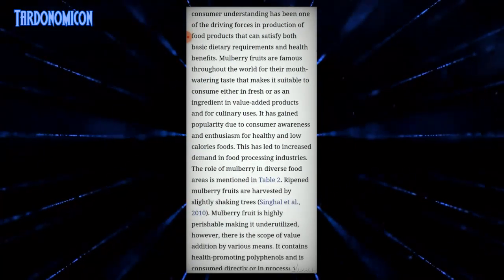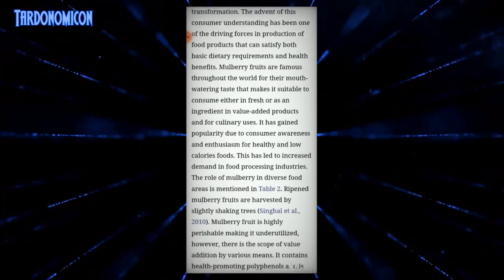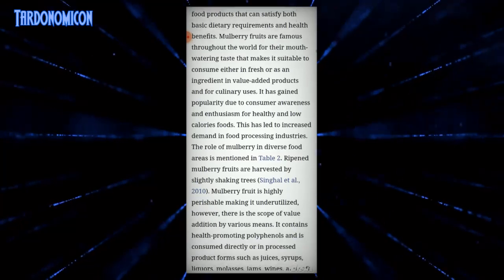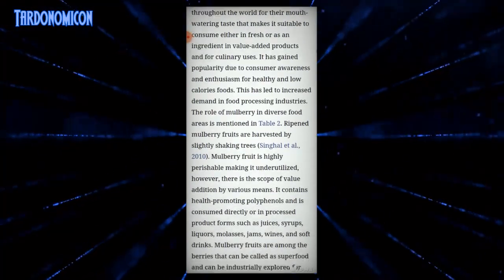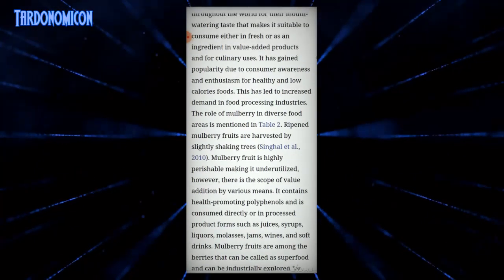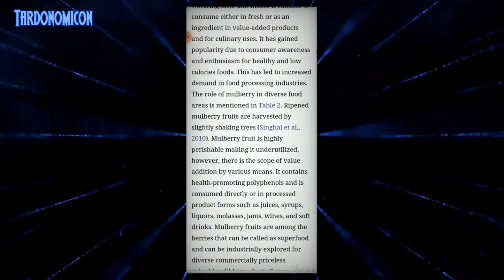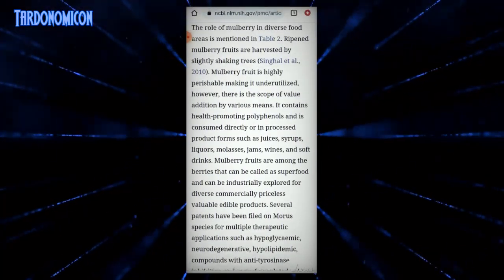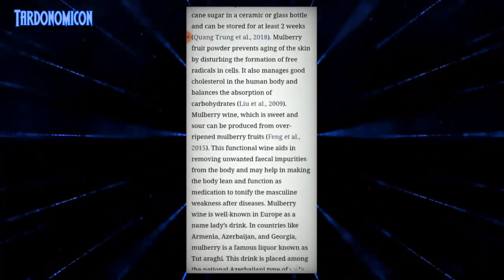Mulberry fruits are famous throughout the world for their mouth-watering taste, which makes them suitable to consume either fresh or as an ingredient in value-added products and for culinary use. It has gained popularity due to consumer awareness and enthusiasm for healthy and low-calorie foods. Okay, let's skip ahead here.